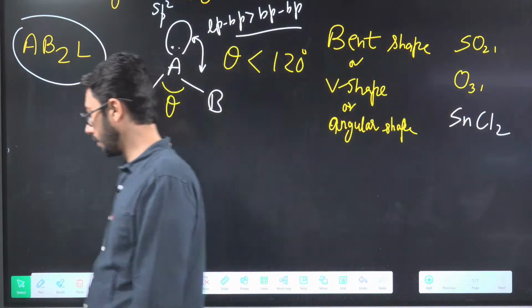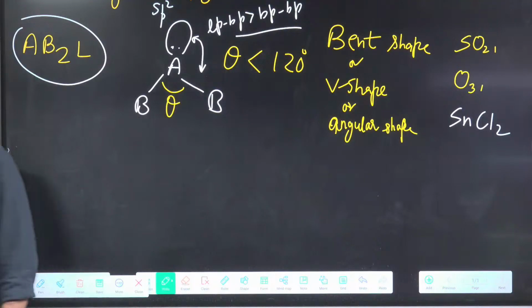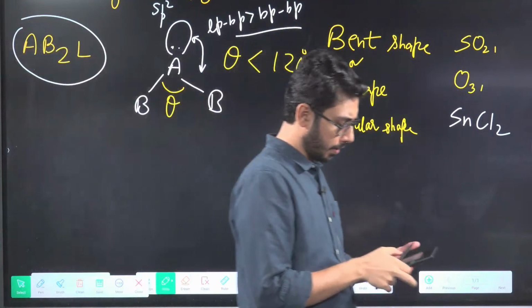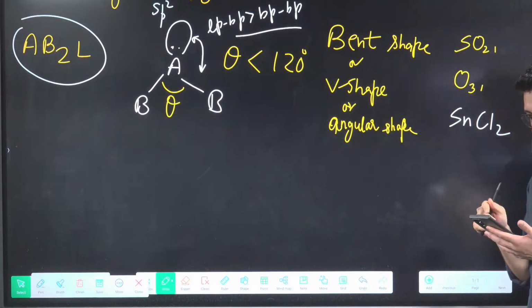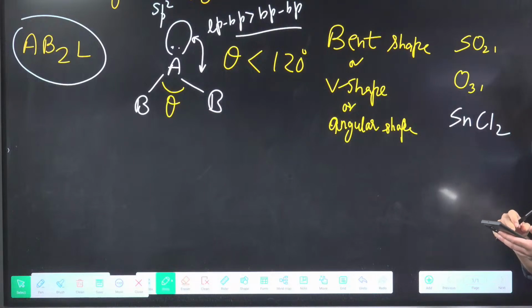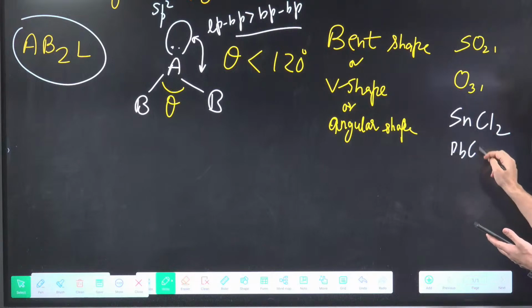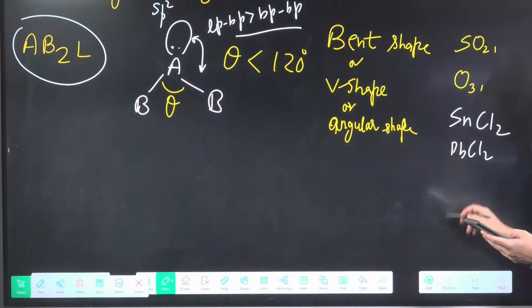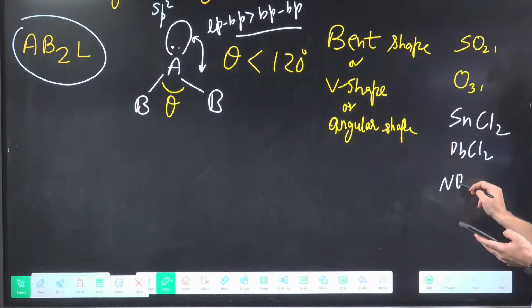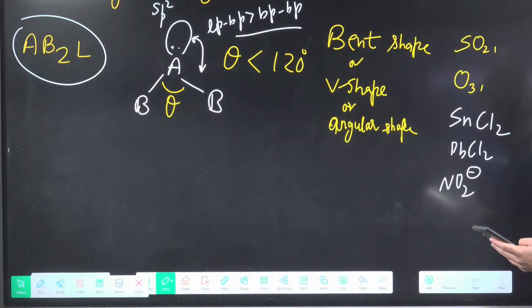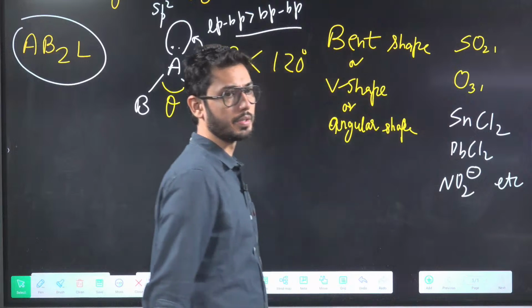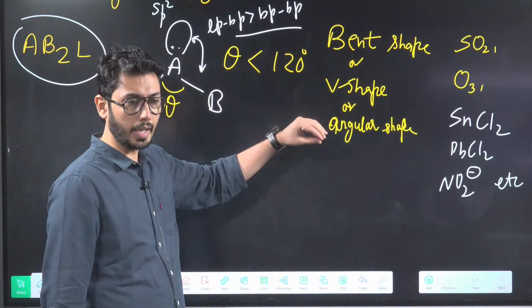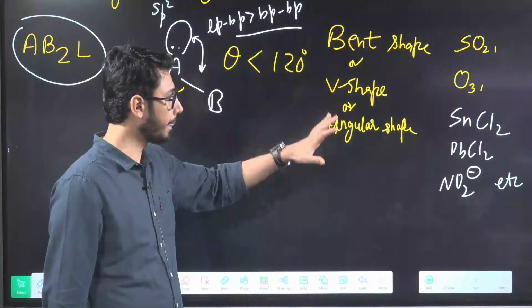Let me check if any more examples are given there. Any other example of AB2L type? PbCl2 is there, yes. Central atom with two bond pairs, one lone pair. SO2 is done. NO2 minus is there, very good. So these are some examples, and that's why I'm saying you should write with more spaces, so that you can add more examples whenever you come across them anywhere in the module you are solving.